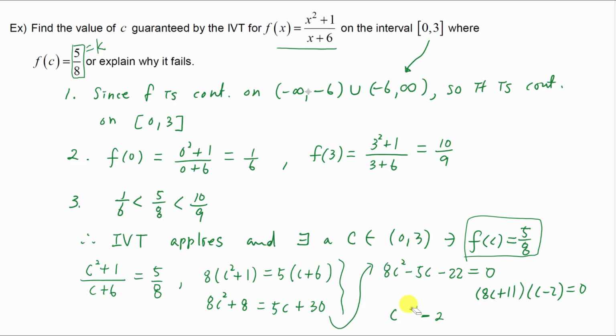So then the first C could be negative 11 over 8. The second possible C is 2. But remember, I need the C in this interval. So this one you need to disregard. And such a C that is guaranteed by IVT will be C equals 2.